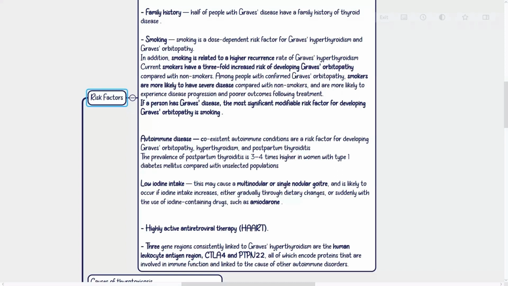Highly active antiretroviral therapy, HAART. Three gene regions consistently linked to Graves' hyperthyroidism are the human leukocyte antigen region, CTLA4 and PTPN22, all of which encode proteins that are involved in immune function and linked to the cause of other autoimmune disorders.